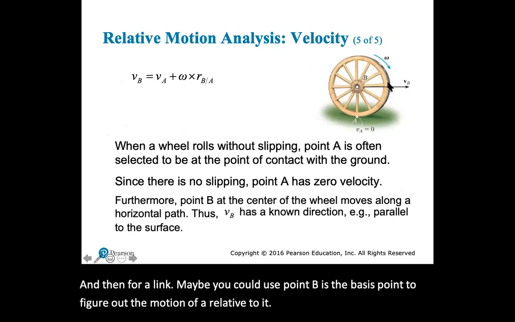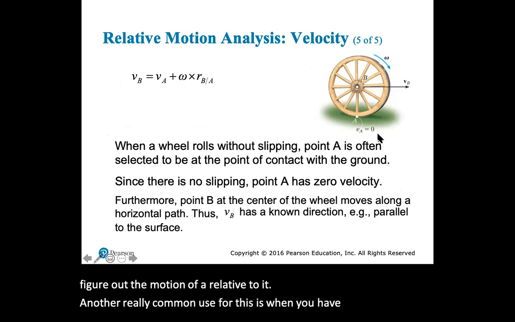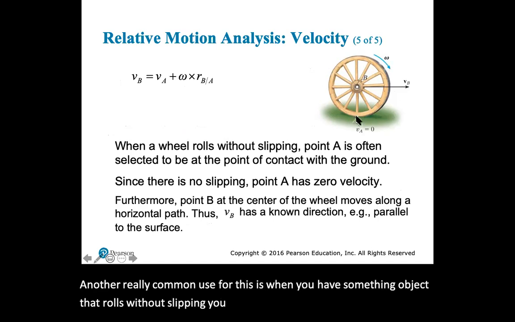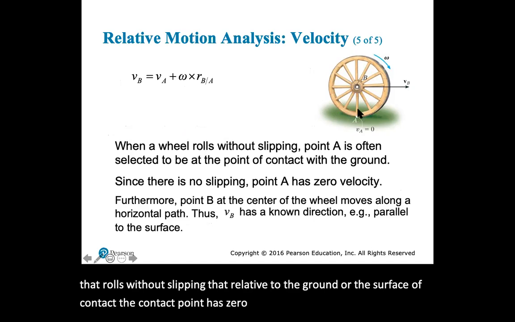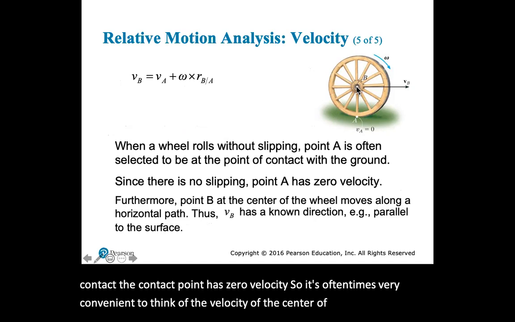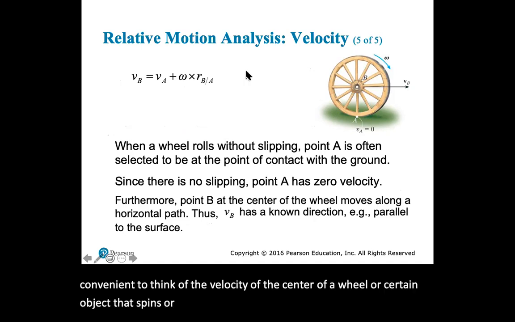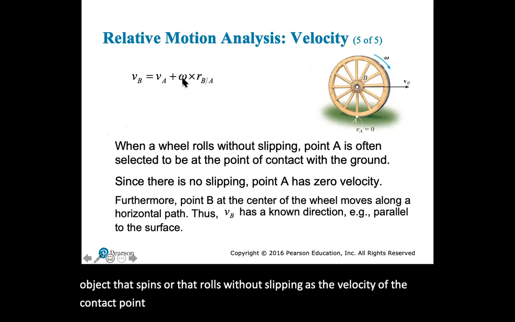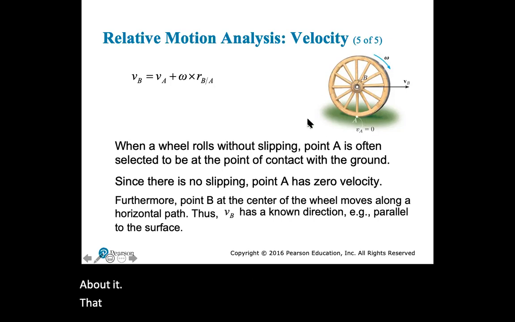Another really common use for this is when you have an object that rolls without slipping. You know that relative to the ground or the surface of contact, the contact point has 0 velocity. So it's often very convenient to think of the velocity of the center of a wheel or an object that rolls without slipping as the velocity of the contact point, namely 0, plus a rotation about it. So that just simplifies the analysis.